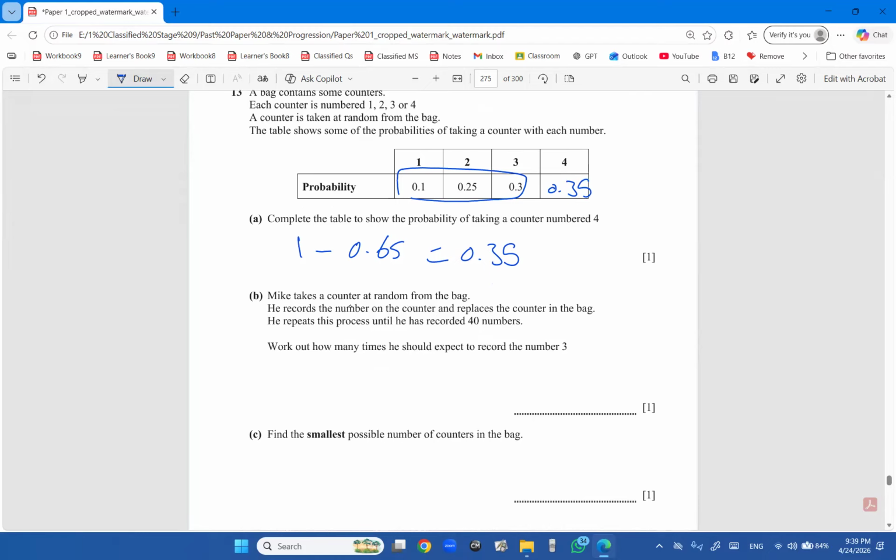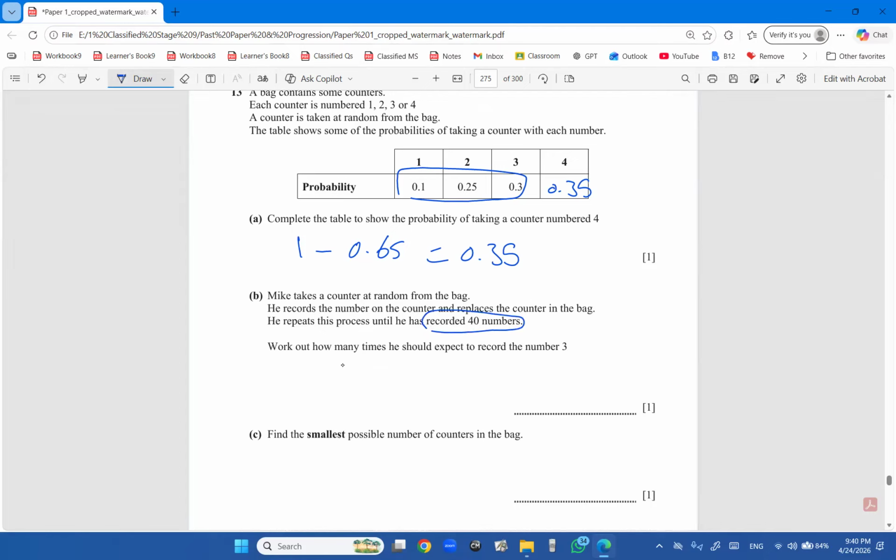Mike takes a counter at random from the bag. He records the number on the counter and replaces the counter in the bag, which means he puts it back in the bag. He repeats this process until he has recorded 40 numbers. So he did this 40 times.